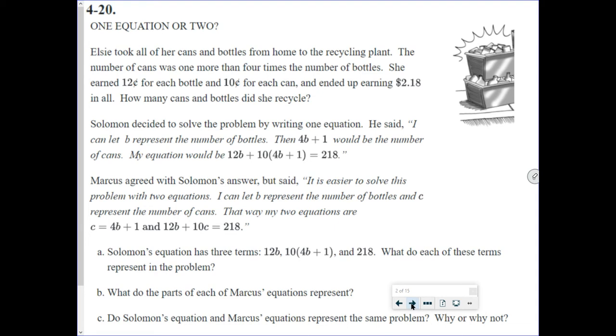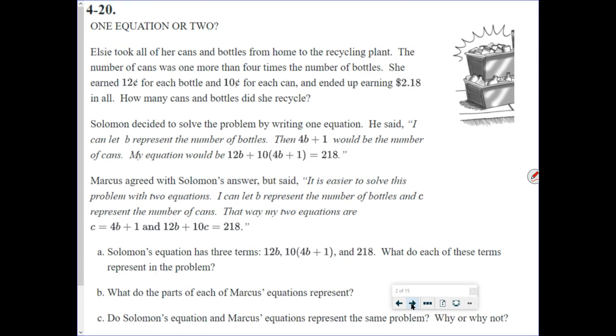Solomon decided to solve the problem by writing one equation. He said, I can let B represent the number of bottles, then 4B plus 1 would be the number of cans. My equation would be 12B plus 10 times the quantity of 4B plus 1 equals 218. Marcus agreed with Solomon's answer, but said it is easier to solve this problem with two equations. I can let B represent the number of bottles and C represent the number of cans. That way, my two equations are C, the number of cans, equals 4B plus 1, and 12B plus 10C equals 218.